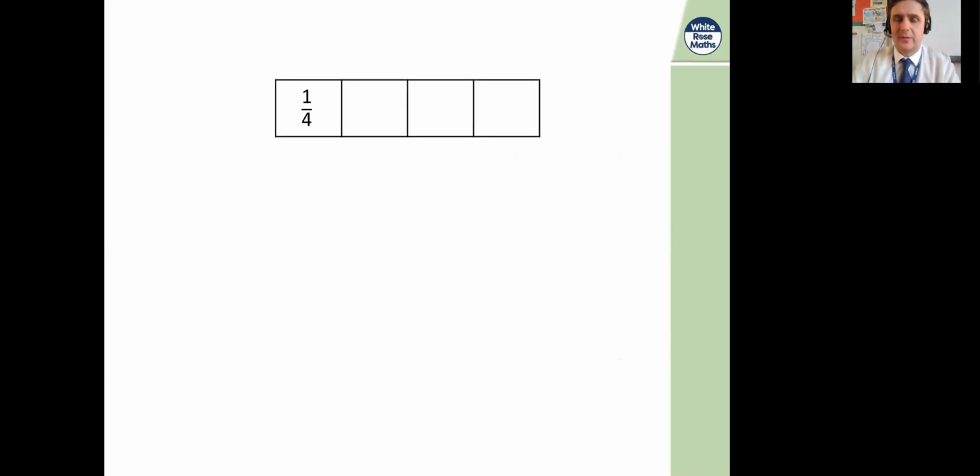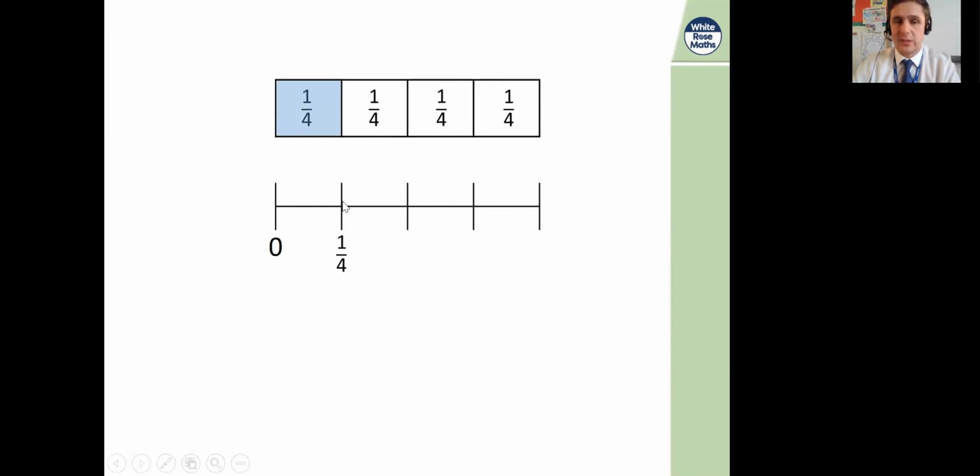So, if I've got quarters, and each of the blocks in this bar model is worth 1/4, here I've got a number line going from 0 to 1. As I move across this number line, you can see how, if I've just moved up to here, I've got 1/4. If I add another, I'd have 2/4. If I added another, I'd have 3/4, and all the way across I'd have 4/4, or 1 whole.